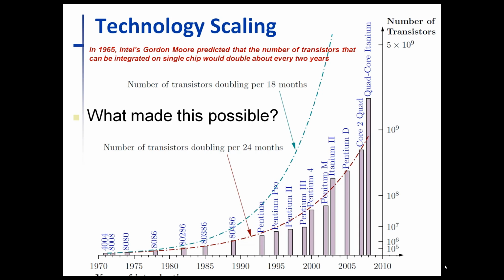Yes, had the components getting smaller and smaller over time. Yeah, exactly. That's the correct answer. Because we were able to make transistors smaller, right? The size of a transistor that was in an 8080 chip was much bigger compared to the size of a transistor, let's say, in a Pentium chip.